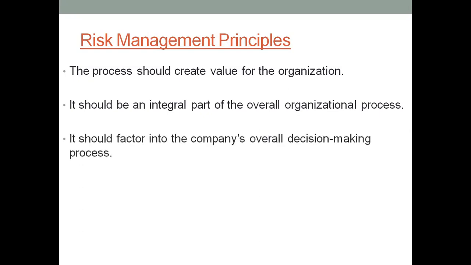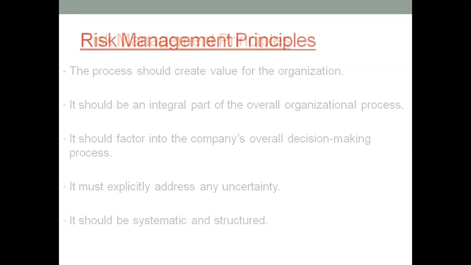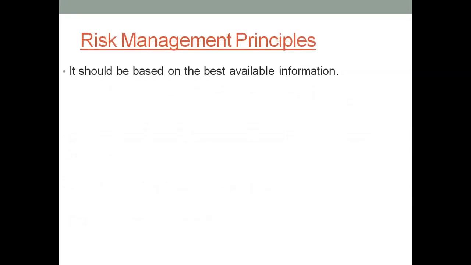It should factor into the company's overall decision making process. Fourth one, it must explicitly address any uncertainty. Any kind of uncertainty, whenever it takes place, should be addressed by the risk management process. It should be systematic and structured. The risk management process should be well defined by the management, and it should be in a very structured way. Next one, it should be based on the best available information. So all the information should be implemented within the risk management process.